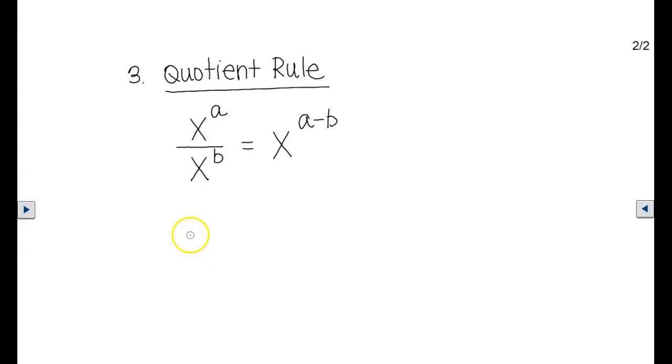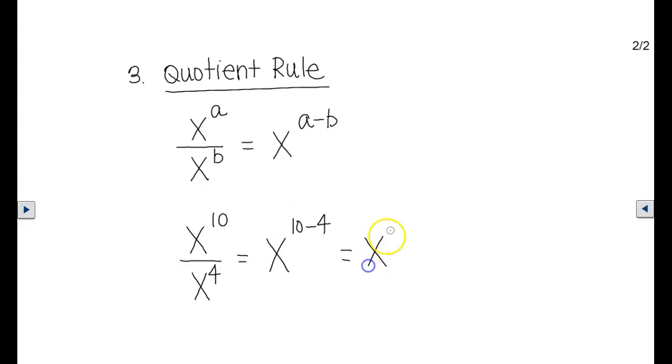So to put this in real terms, the quotient rule tells me that if I wanted to do x to the 10th power divided by x to the 4th power, that I could do x to the 10 minus 4 power to get my answer. So that would actually be x to the 6th. And if you think about it, that makes a tremendous amount of sense. Because yesterday, when we were doing multiplication problems, we added our exponents. So now that we're doing division problems, we're going to do the opposite. We're going to subtract our exponents.